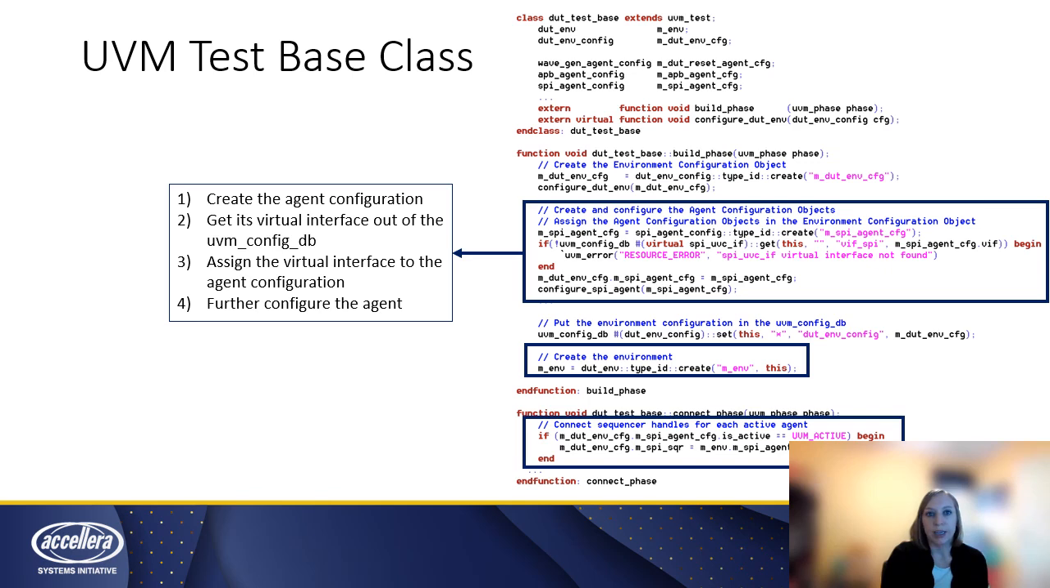Let's take a closer look again at the UVM test base class. During its build phase, the test creates and configures the environment configuration object. Then for each agent, it creates the agent configuration object, then gets the appropriate virtual interface out of the UVM config DB, assigns that virtual interface to its agent configuration objects, and then further configures the agent. The test then creates the environment. And in its connect phase, the test connects sequencers from the active agents in the environment to sequencers in the environment configuration object. All of this is to show that the test does a lot of manipulation of the configuration objects.